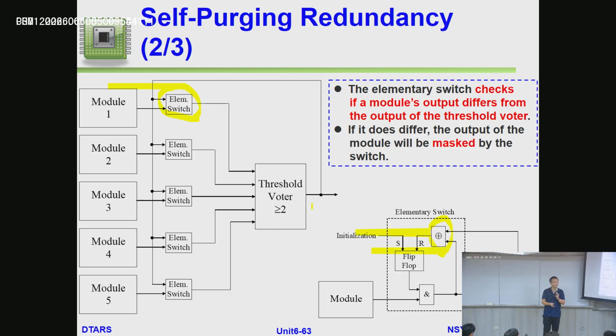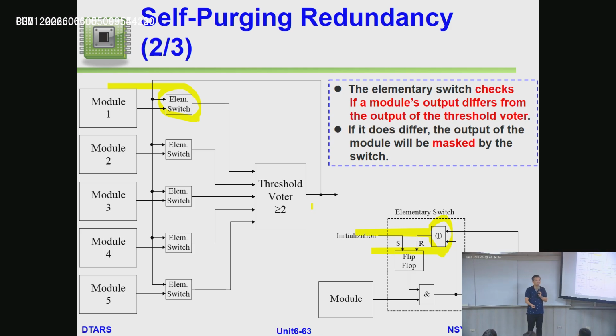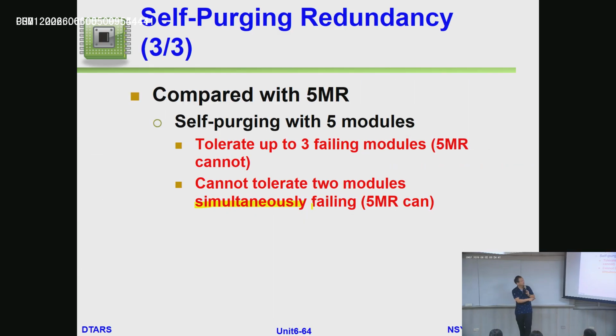So that is the drawback. For this mechanism, we assume the faulty modules' outputs should be different. However, if, for example, these two faulty modules generate the same results, then when they reach this threshold voltage, it will be used as a golden result. Then this faulty result will be used to switch off these three good modules. So that is the biggest drawback of this one. It cannot tolerate two faulty modules simultaneously.